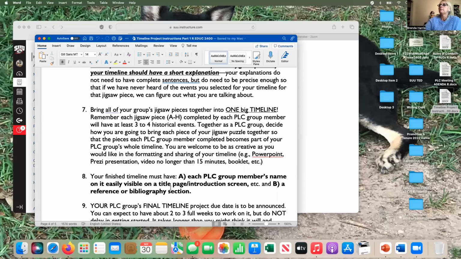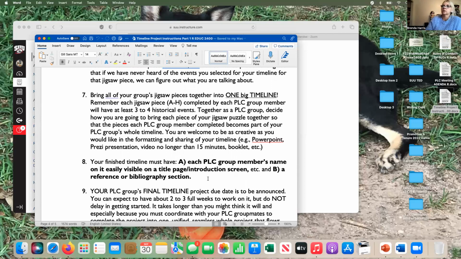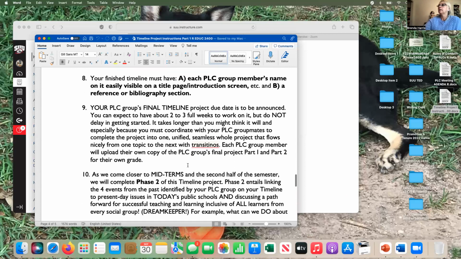Your finished timeline must have each PLC group member's name, easily visible on the introduction screen, and it should also have a reference or bibliography section. I'm going to see that you used the reference I provided on Canvas, and that you also used one that you chose. And the last thing, we're going to decide when it's due, but you can plan on having about 2 to 3 full weeks to work on it. This is supposed to say transitions here. I'll fix that little typo.